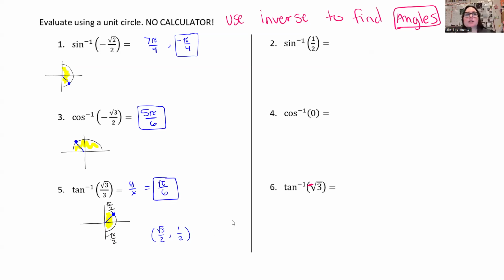Each one of our answers is an angle. Inverse finds angles. I'm going to give you a few minutes. I want you to answer 2, 4, and 6. So I'll give you a few minutes. Answer 2, 4, and 6. Remember that I made a correction that right here, let's change that to a negative.